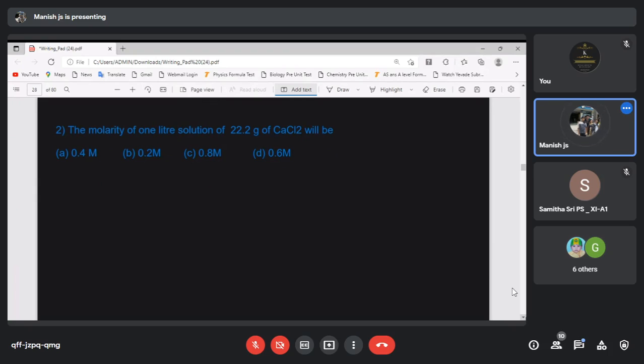So what is given in the question? Anybody? Can you correlate? What are the given values? Yes. Sir, m is equal to 22.2. Yes, m is equal to 22.2 grams. Very good.